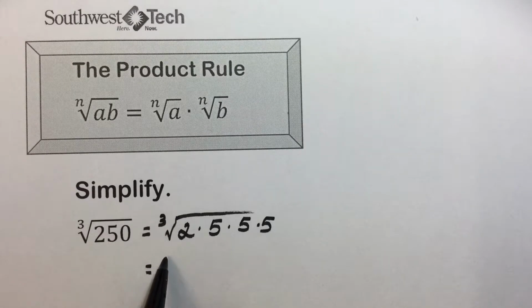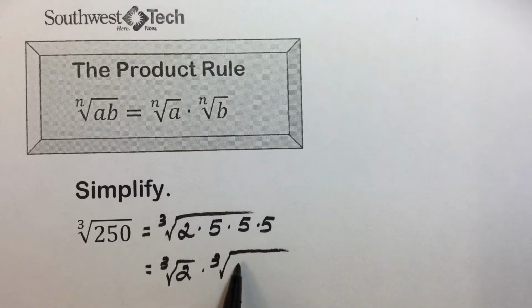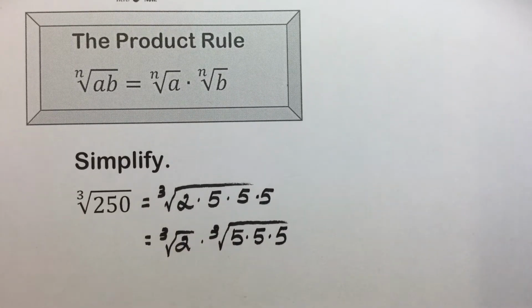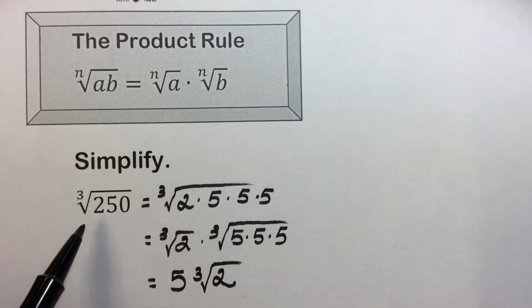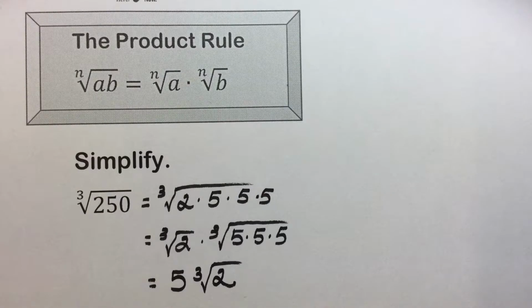Using the product rule, we're going to take the cube root of 2 times the cube root of the 3 5s multiplied together. We can't take the cube root of 2. There's only one factor here, and it's not a perfect cube in its prime factorization form. However, the cube root of 5 to the third power is 5. And customarily, we put our integers in front and our radicals second. Here is our simplified answer for this example that we just ran through.